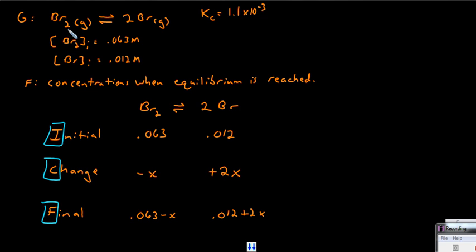Given that bromine, Br2, reacts to form two bromine atoms, and that reaction has an equilibrium constant of 1.1 times 10 to the negative 3, what will be the concentrations after equilibrium is reached if, at this given moment, you have a Br2 concentration of 0.063 molar, and right now you have a Br concentration of 0.012 molar?